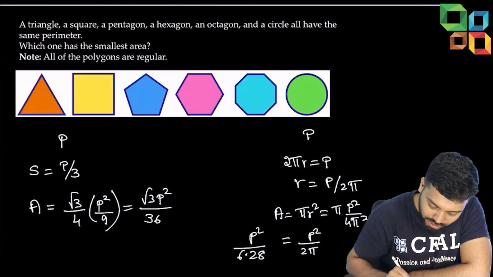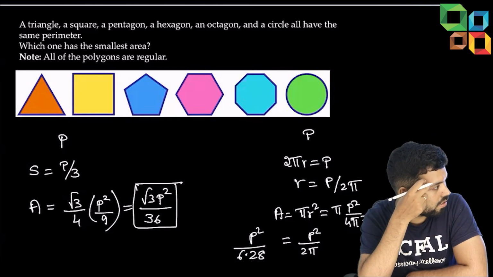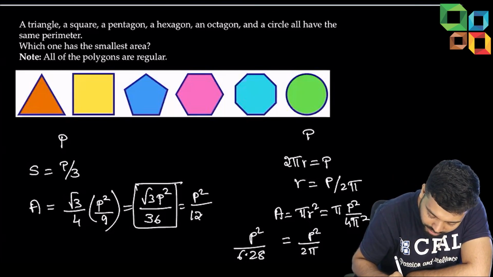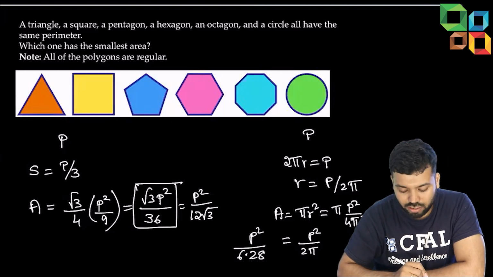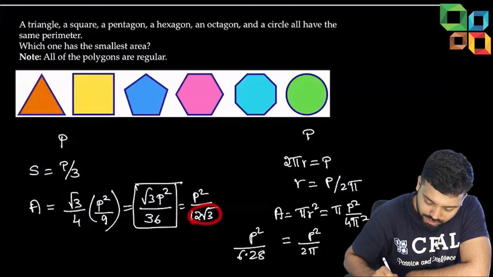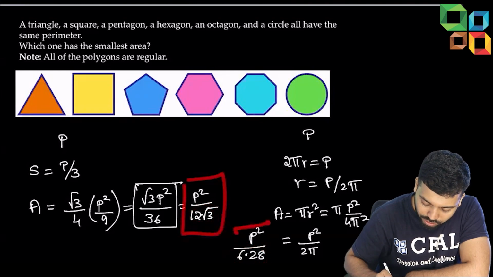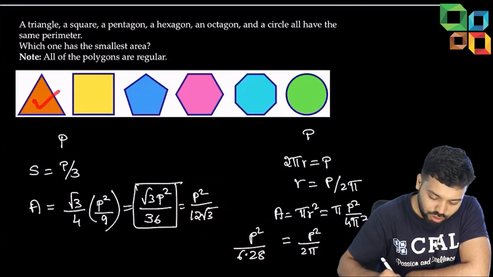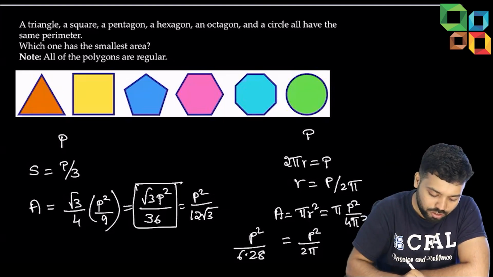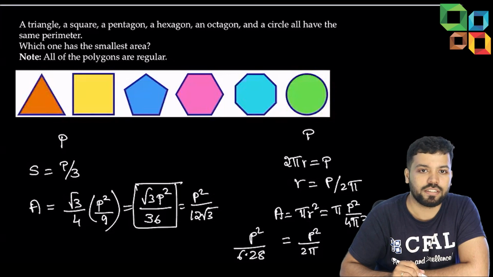And here, how much is this approximately? As he is suggesting, we'll make this P square by 12 root 3. 12 into root 3 is obviously a bigger number compared to the circle's denominator, correct? So this is a bigger number. That means this fraction is smaller compared to this fraction. If I compare these two, the triangle has the smallest area. Okay, so note it down. If the perimeters are the same for a triangle and a circle, the triangle will have the smallest area.